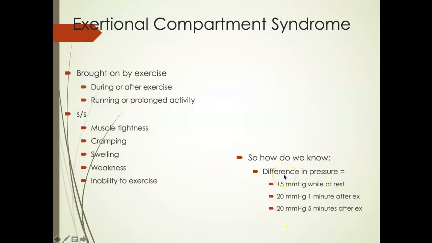And so what we say is, okay, we're going to test them before practice and see if the difference is 15 millimeters of mercury at rest. Then we're going to have them exercise. We're going to see if that pressure goes up. Then we're going to have them rest, and we're going to see, okay, what does it look like 5 minutes afterwards? If that pressure stays up, then we are concerned about exertional compartment syndrome.